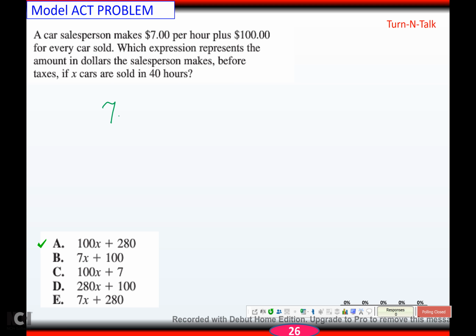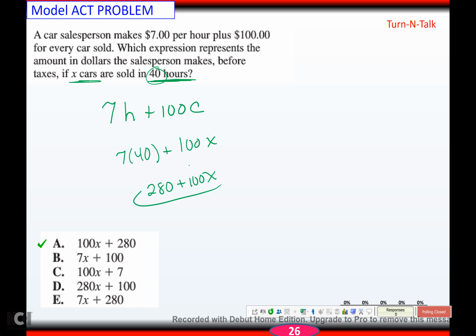Well, this says $7 per hour plus $100 per car. And they're just telling you to call cars X. So that's got to be 100X. And they're telling you to call hours 40. So that's going to be 7 times 40. And that would be 280 plus 100X, which they write properly with the X term first.